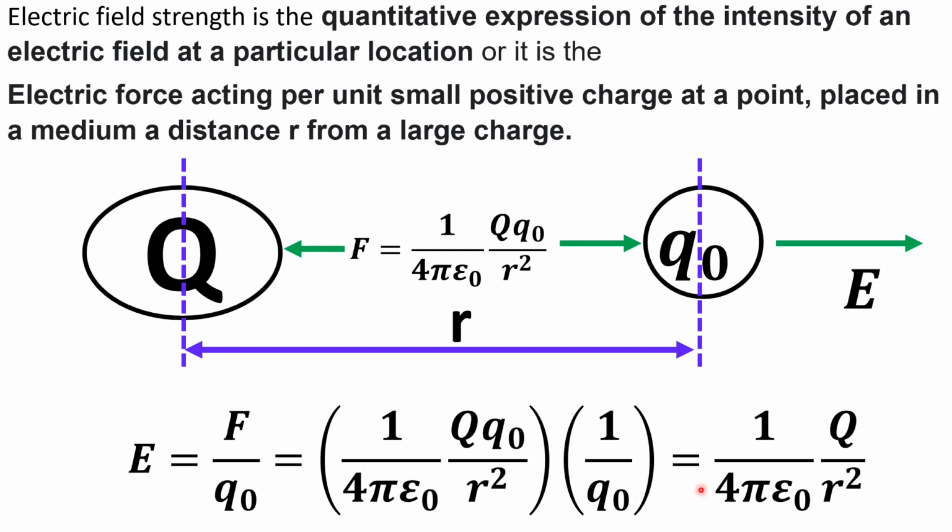You notice that the electric field strength depends on the charge Q, that is this charge, and also depends on the distance r between this charge and the test charge or any other charge in this medium. So if you reduce the distance r, the electric field strength increases. Hence, the electric field strength at this point is greater than the electric field strength at this point. And as you move closer to this charge, the electric field strength is generally greater than when you move away from this charge.